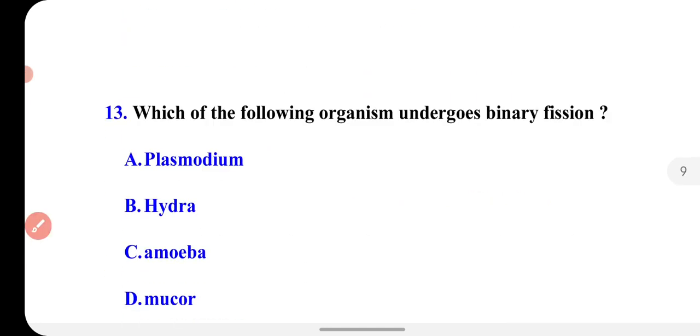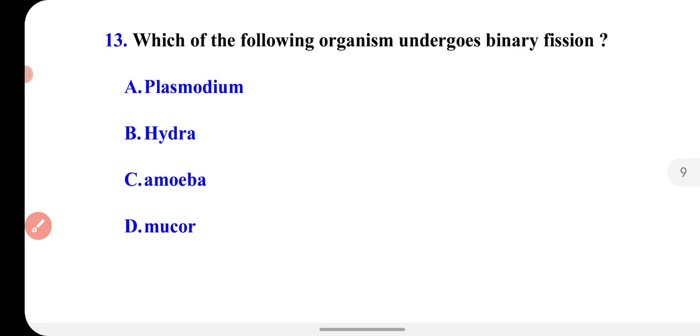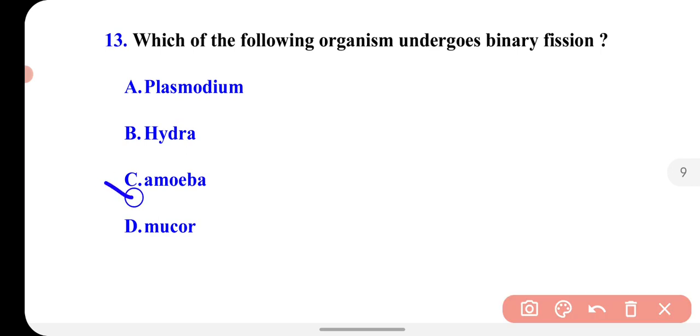Now the next question is, which of the following organism undergoes binary fission? The options are Plasmodium, Hydra, Amoeba, Mucor. So you know that the amoeba is the very famous example to show the binary fission. So here the correct option is amoeba.